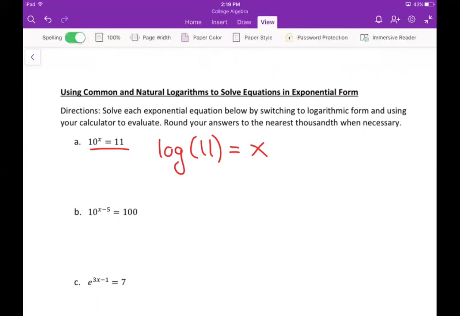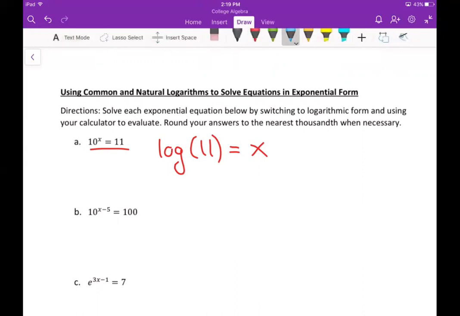Now this right here is something I can plug directly into my calculator, log of 11. So grab your calculator and find that log key, not ln, but log specifically, because remember it was base 10 for this equation, and you'll know what x is. If you just plug that into your calculator, you will get a decimal that goes on for a while, but you will get about 1.041.